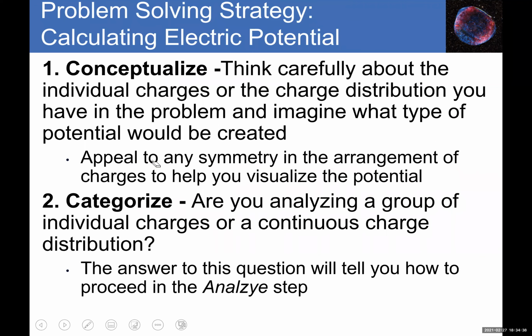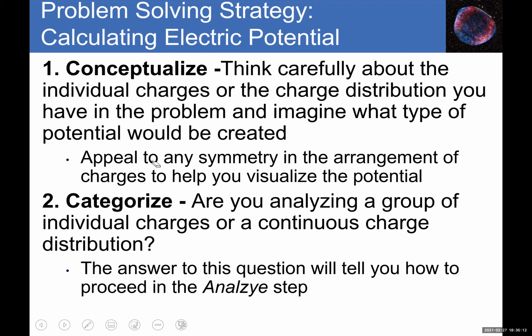So again, these are several slides that allow you to have a strategy on how to approach a problem like this. First, when you're given a problem, conceptualize. Think carefully about the individual charges or the charge distribution you have in the problem. That means, are you given a system of particles, let's say two, three, four, five point charges, for example, and want to find the potential due to those finite number of particles? If yes, then that's a straightforward problem.